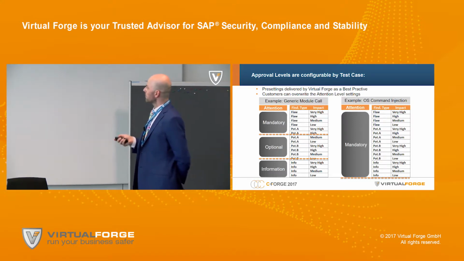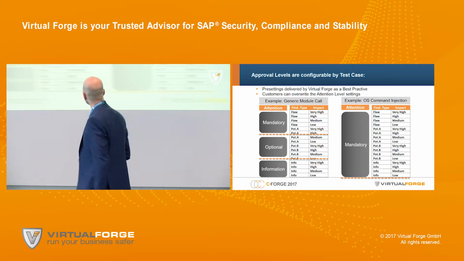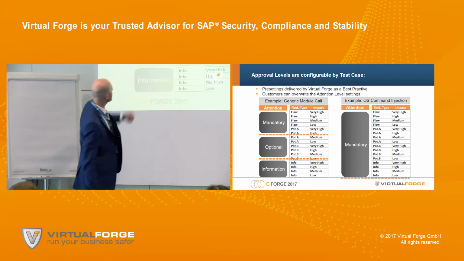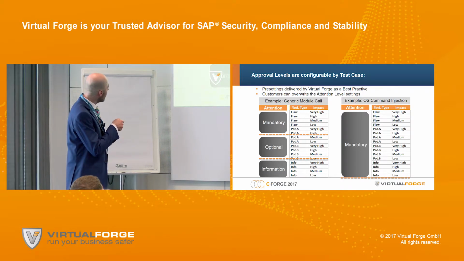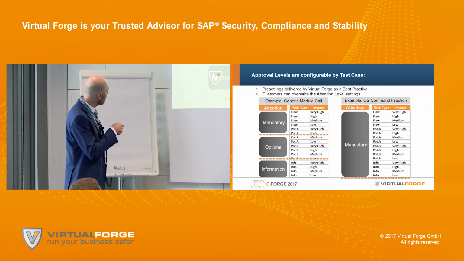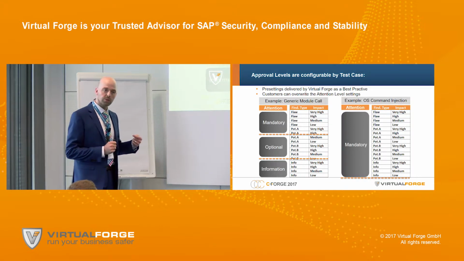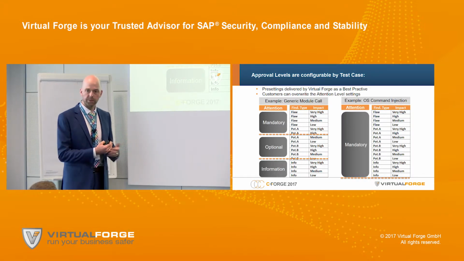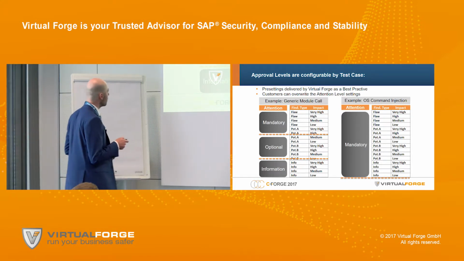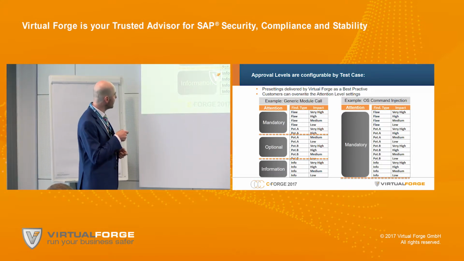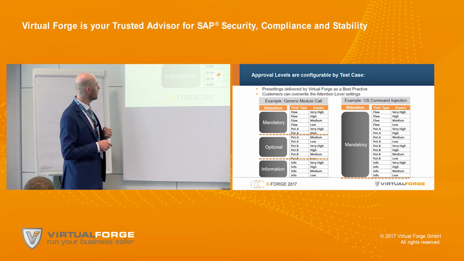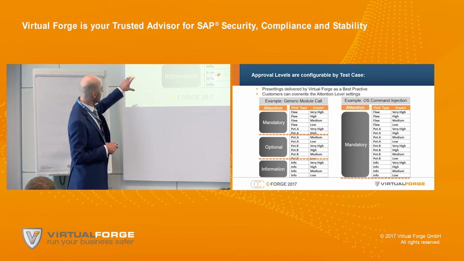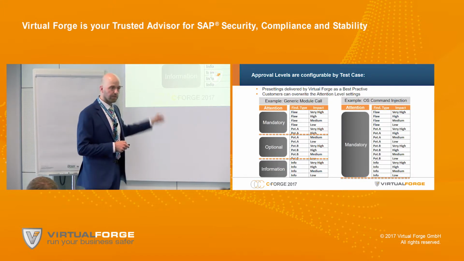So we're having two examples on that slide here. The first one would be a test case which we call generic ABAP module call, where originally the line would be exactly here, but I want to be more strict than VirtualForge is shipping with the standard settings. So I want to produce more mandatory findings, even if CodeProfiler says it's a potential A, I still want to get a mandatory finding in return. So that's the idea, be a little more strict than VirtualForge is shipping.